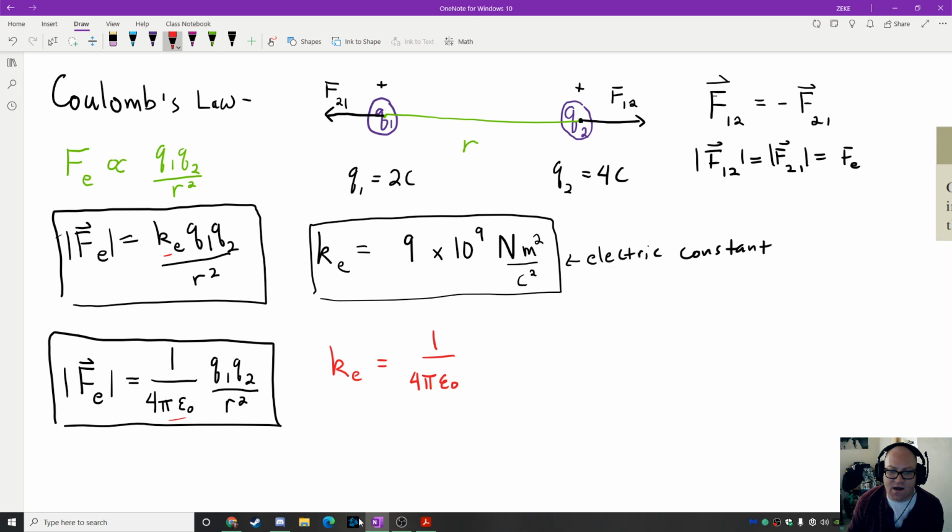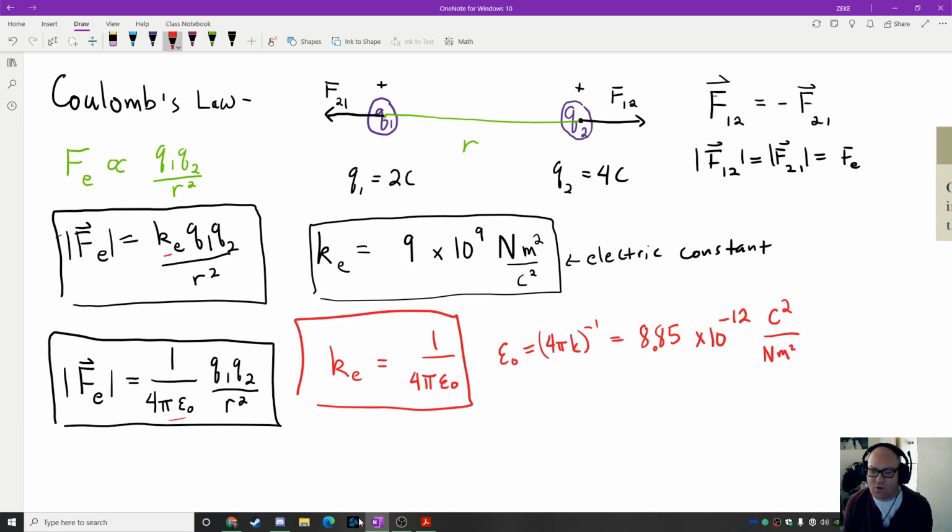Now, you can figure out for yourself what epsilon naught's equal to. It's basically equal to 4 pi multiplied by k to the negative 1, right? And if you plug in the constant k right here, you should be able to show yourself that this is about equal to 8.85 times 10 to the negative 12. And then because it's the inverse of k, it's going to have the inverse units. So it's going to be coulombs squared divided by newtons times meters squared. Okay, they're both equivalent. They both work. You can use whatever you want.